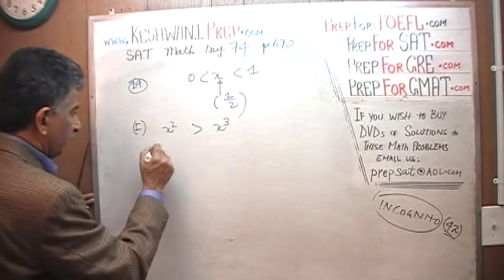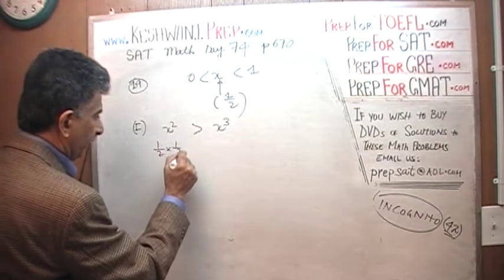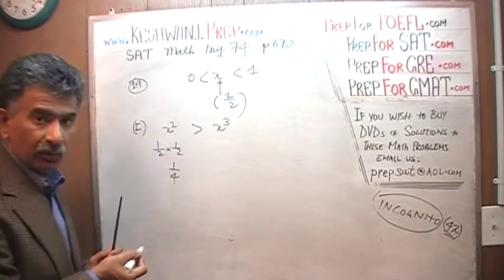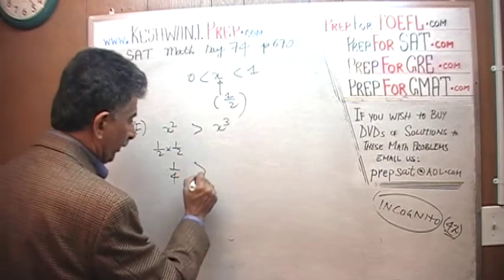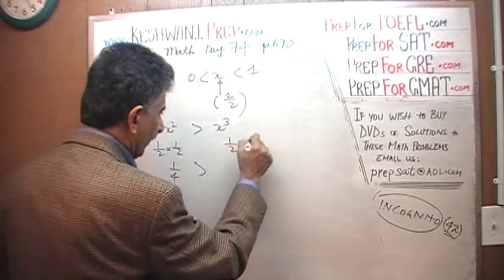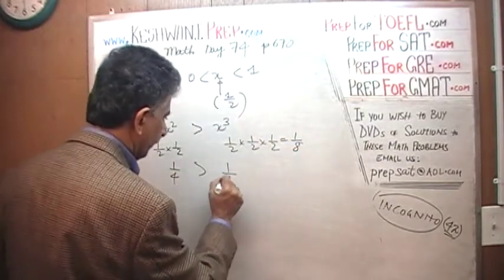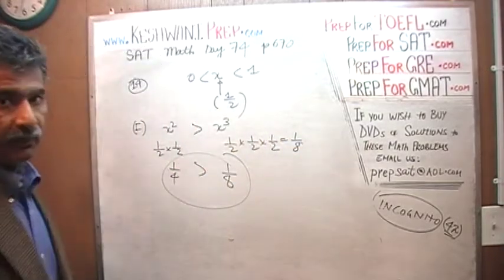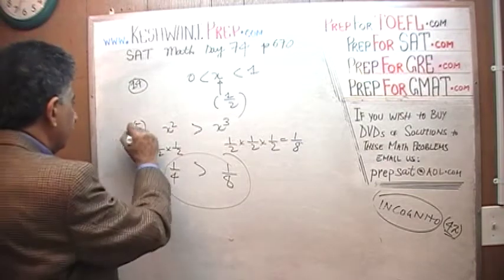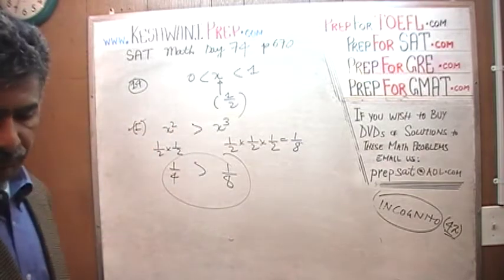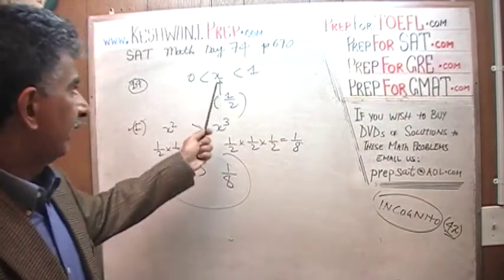For example, x squared is 1/2 times 1/2. A half of half is 1/4. And of course, 1/4 is greater than 1/2 times 1/2 times 1/2, which is 1/8. And 1/4 is greater than 1/8. The first statement is true. It is always true because x is a fraction.